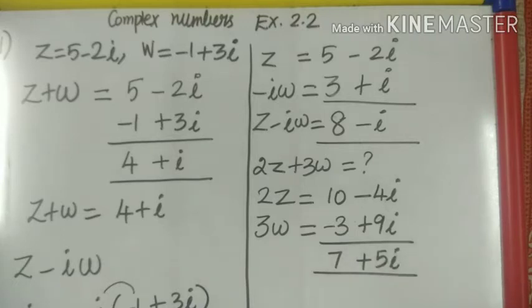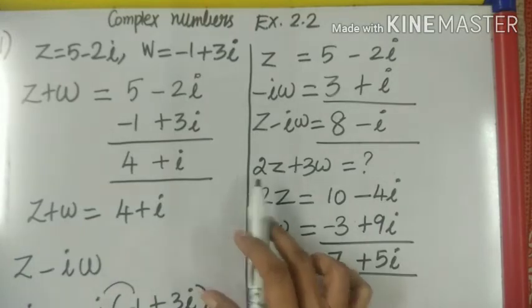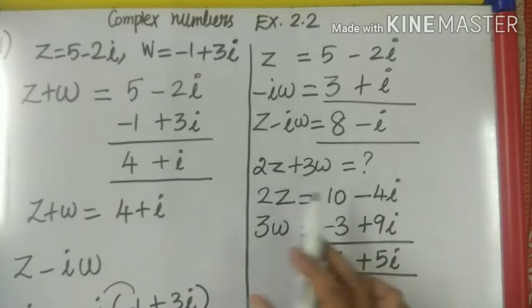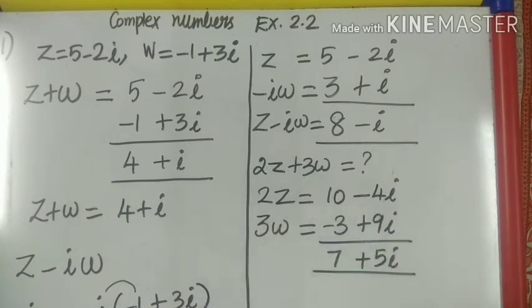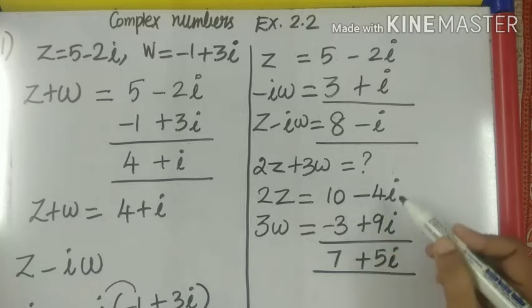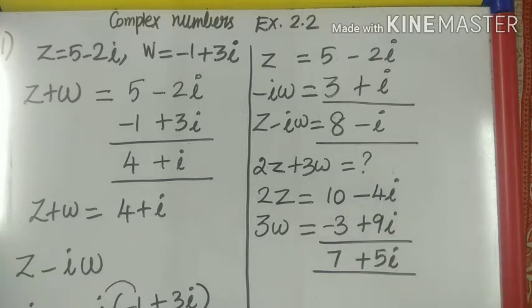So in these problems, we are learning addition, multiplication with the i, 2z plus 3w, scalar multiplication. z we multiply by 2, scalar multiplication. w we multiply by 3, that is also a scalar multiplication. And then we add. So the general result to remember: addition means real and real we have to add. Imaginary and imaginary we have to add.